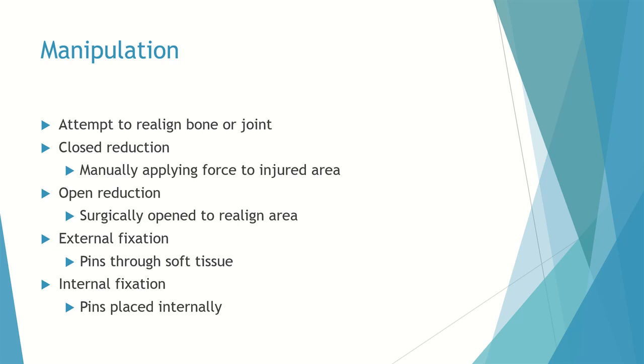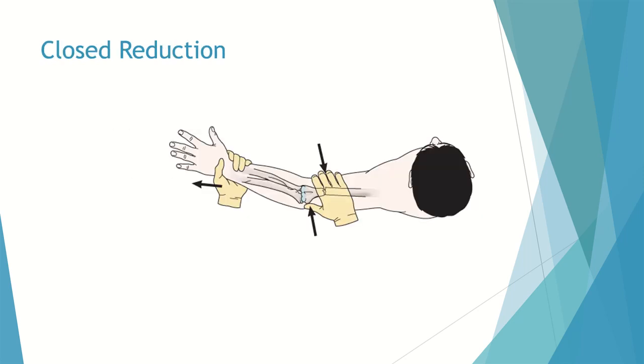Open reduction. Surgically open to realign area. External fixation. Pins through the soft tissue. And internal fixation. Pins placed internally. Here's a visual for a closed reduction.